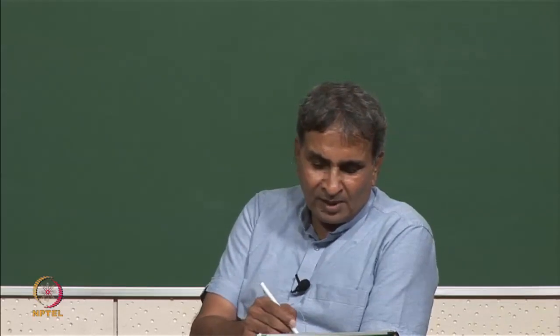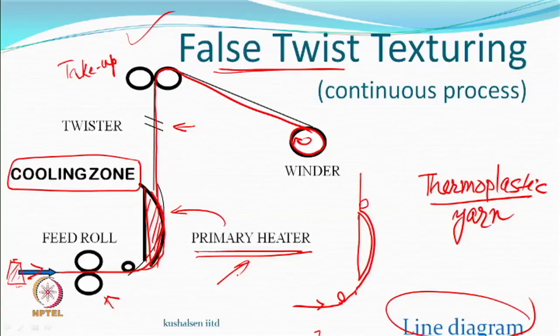So, all these things that are written here, the primary heater is important, the cooling zone is important, the twister is going to do the twisting, which means the false twist, that means deformation. After the twisting, it is a multifilament yarn, which is a parallel bundle, and then you can wind it up, and that is a textured yarn, continuous process.